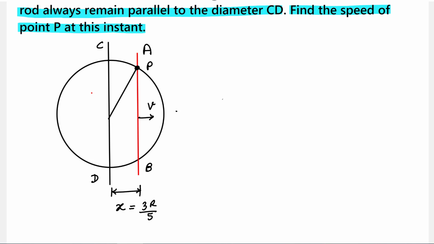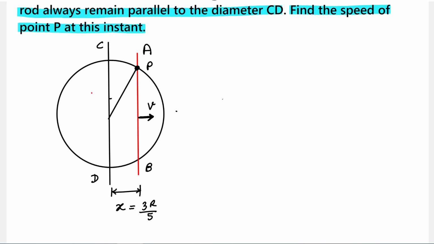Now the question is, the velocity of this rod is given, and you have to find the velocity of point P. So how will you find this? I give you a hint: you can take components of velocity and then equate them. You can try yourself, and if you are not able to do this, then you can continue with the video. Now let us see how we will do this.